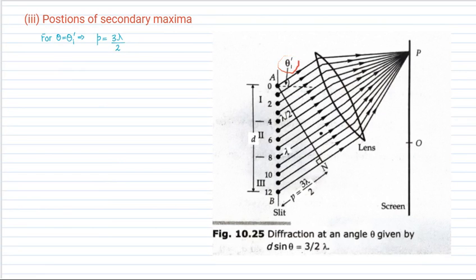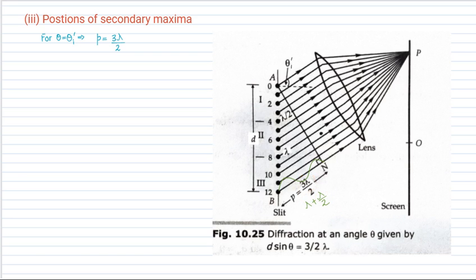So what happens when the light is diffracted at theta 1 dash? The path difference is thrice lambda by 2. Look here. This is lambda and this is thrice lambda by 2. Up till this point is lambda and this is half of your wavelength, that means lambda by 2. So how much is lambda plus lambda by 2? Add it yourself and check. It comes to thrice lambda by 2.